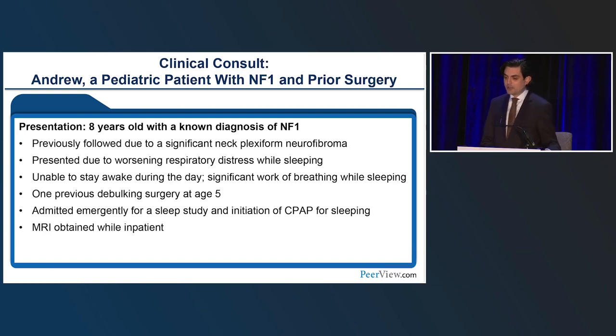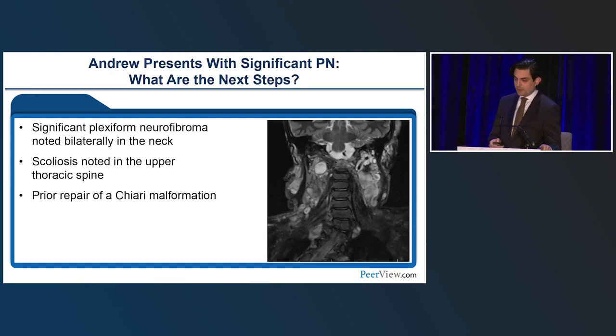He presented to our clinic with worsening respiratory distress while he was sleeping. This was affecting his energy during the daytime. He was staying asleep during school days and things like that, and was admitted to the hospital for further evaluation. While he was in the hospital, he had an MRI done that showed significant plexiform neurofibroma on both sides of the neck, as you can see here, with nodules all over.